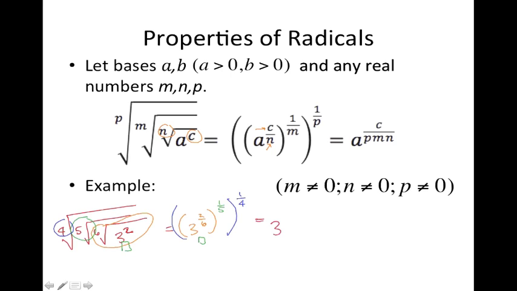This is going to become 3 to the 2/6 times 1/5 times 1/4 power, which is going to be 3 to the 2 over 120th power, which of course can be simplified to 3 to the 1 over 60. And you can solve that exponent out, but I'm just going to leave it how it is.